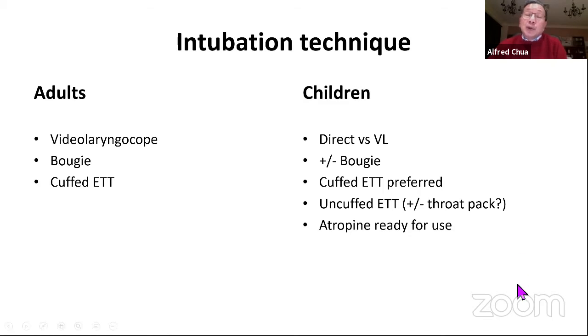Cuffed endotracheal tubes are preferred. I always have an uncuffed tube ready, and I have never tried it. I just wonder if I ever have to use an uncuffed tube. Is there any place to put a flow pack in and therefore minimize the secretion aerosol coming out? I don't know. If you elected to use succinylcholine to intubate them, I think you should get the atropine ready in the children's group. Other than that, they're pretty similar.